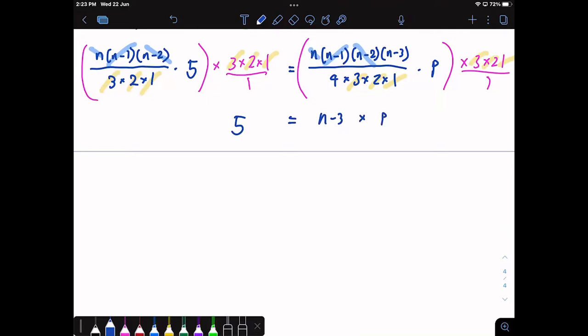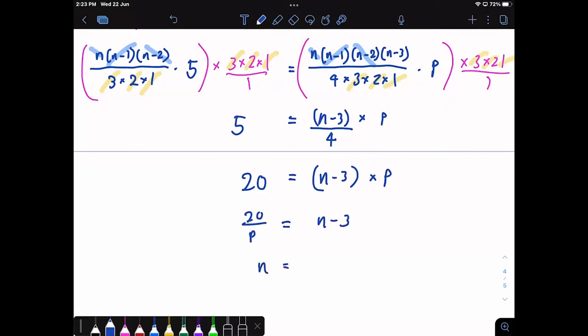Anything else? Isn't there like a bracket? Anything else? Divide by 4. Yes. Okay, perfect. Then, what was the question again? Express n in terms of p. Okay, so make n the subject. Then I'll just times 4 over 20 equals n minus 3 bracket times p. Divide by p. So n equals 3 plus 20 over p.